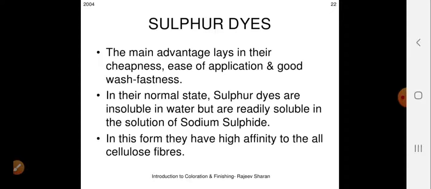In their normal state, these dyes are insoluble in water but are readily soluble in a solution of sodium sulfide. So normally it is insoluble, but in a solution of sodium sulfide it is easily soluble. In this form, they have high affinity to all the cellulosic fibers. So when soluble in sodium sulfide, they have high affinity, but in the normal state they do not.